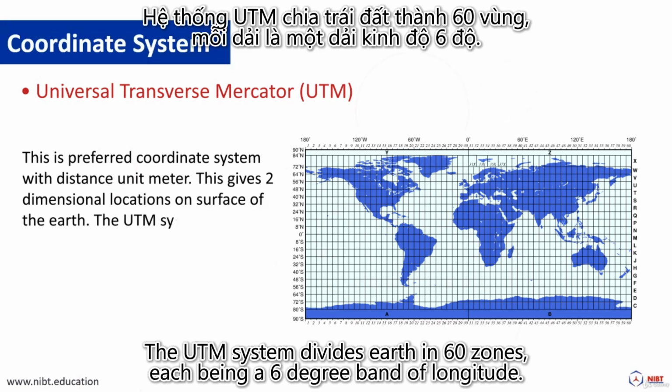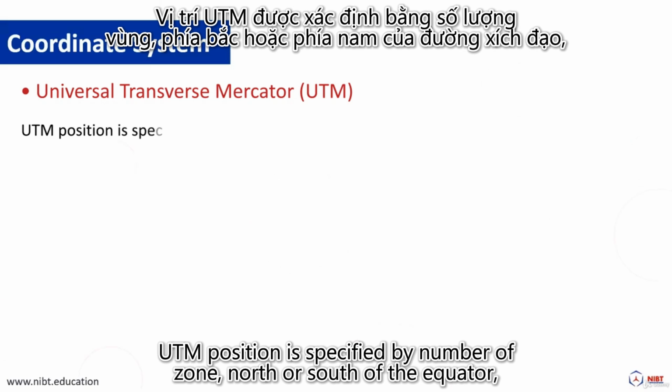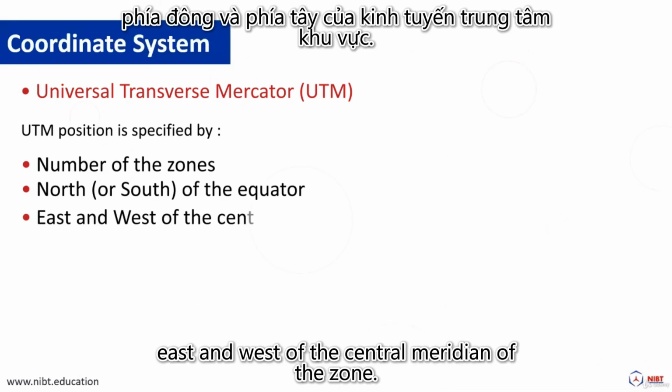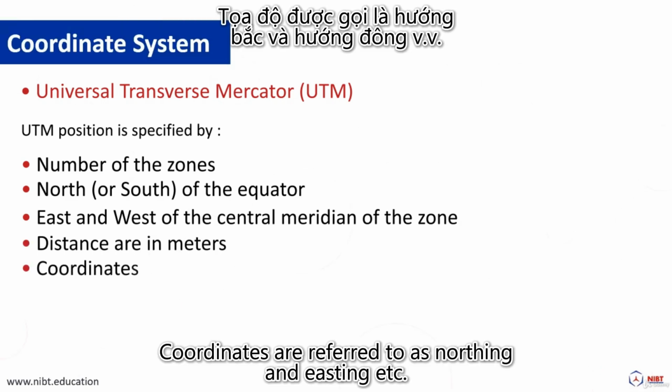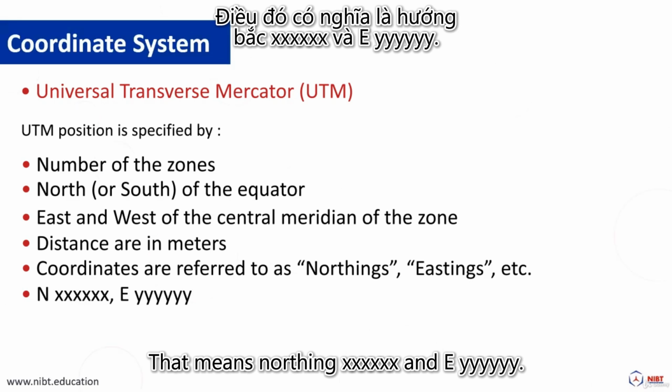The UTM system divides the Earth into 60 zones, each being a 6-degree band of longitude. A UTM position is specified by the number of the zone, north or south of the equator, and east or west of the central meridian of the zone. Distances are in meters. Coordinates are referred to as northing and easting. So it is represented as N, the value, comma, E, the value. That means N XXXXX and E YYYYY.